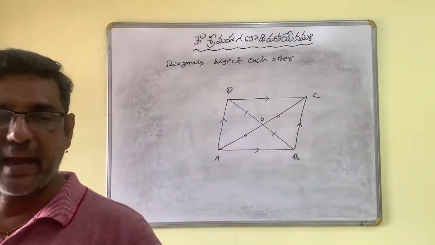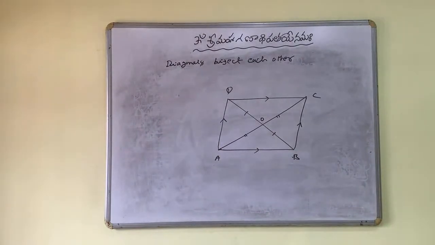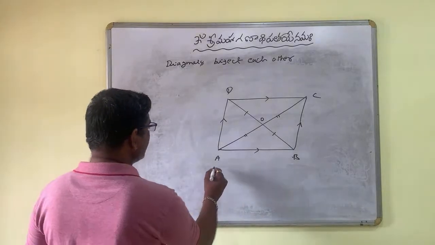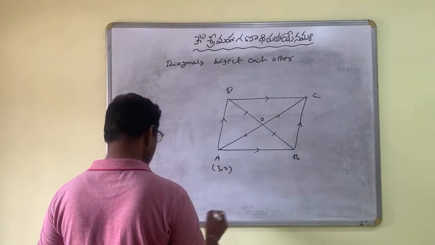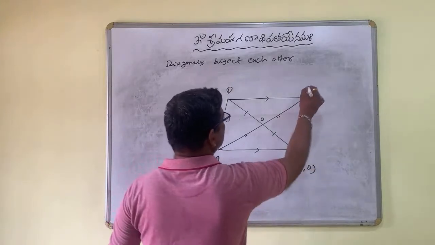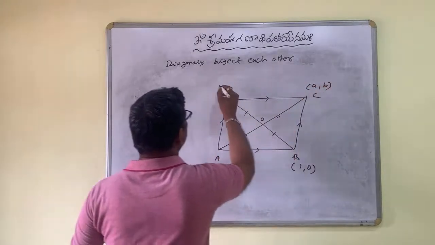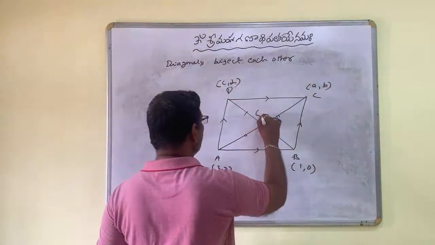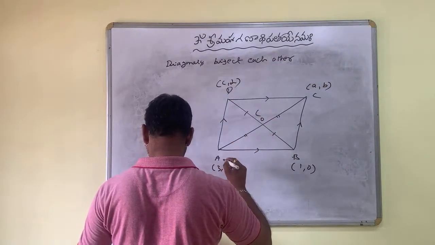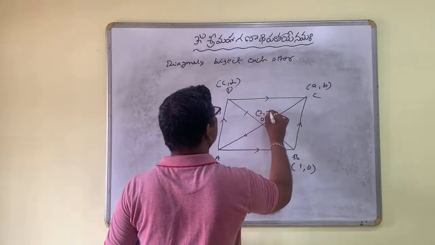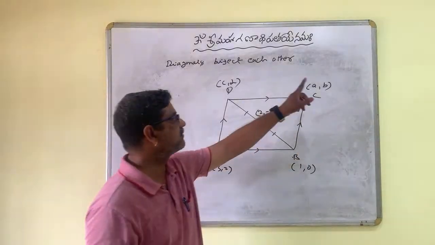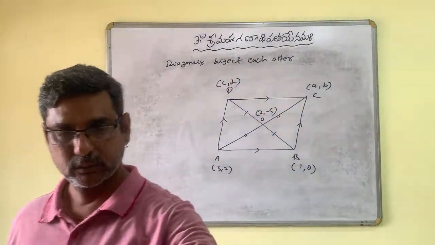You need to tell me, there is a parallelogram ABCD. The vertices are A (3, 2), B (1, 0), C (a, b) and D (c, d). And the coordinates of O are given as (2, -5). We need to find out the coordinates of C and coordinates of D both. How to do it?